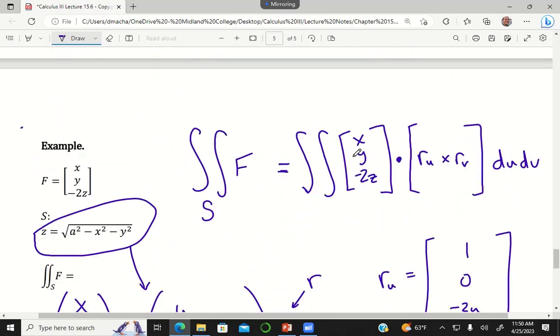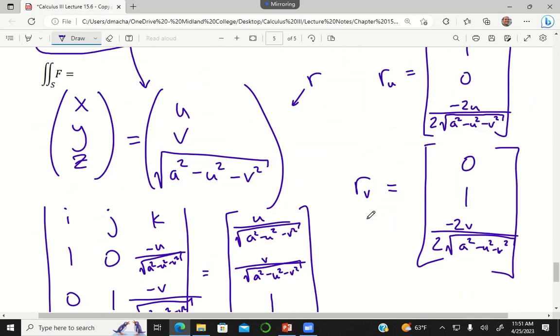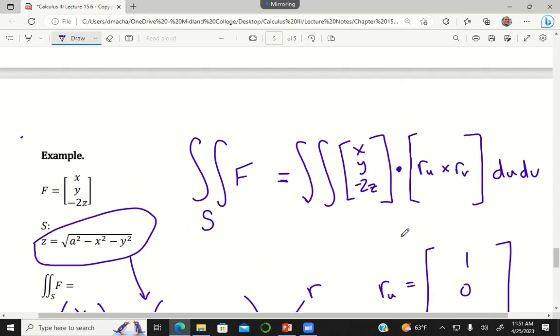And I'm going to take the dot product between x, y, negative 2z and that vector we just found. Once we have that dot product, which is just entry-wise multiplication and then you add them up, we're going to have to replace the x and the y and the z with u and v and the square root of a squared minus u squared minus v squared. And then we just have to do the little integral over u and v.